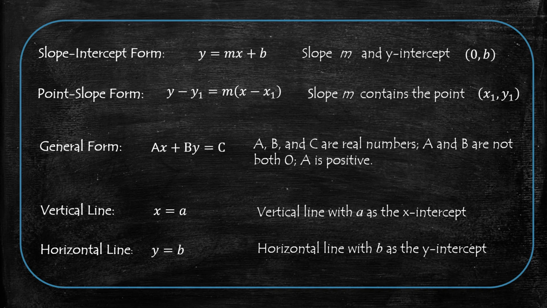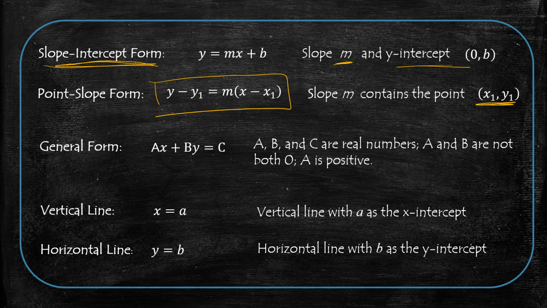A few things that we've talked about already. Slope-intercept form of a line came up briefly in an earlier section. That is our y equals mx plus b. m is the slope of the line, and the y-intercept is the point (0, b). Point-slope form, this guy right here, y minus y sub 1 is equal to m times the quantity x minus x sub 1. Again, m is the slope. This is a line that contains the point (x sub 1, y sub 1).